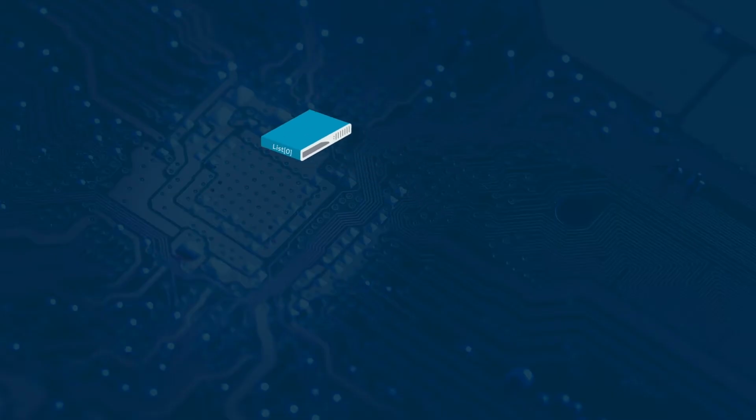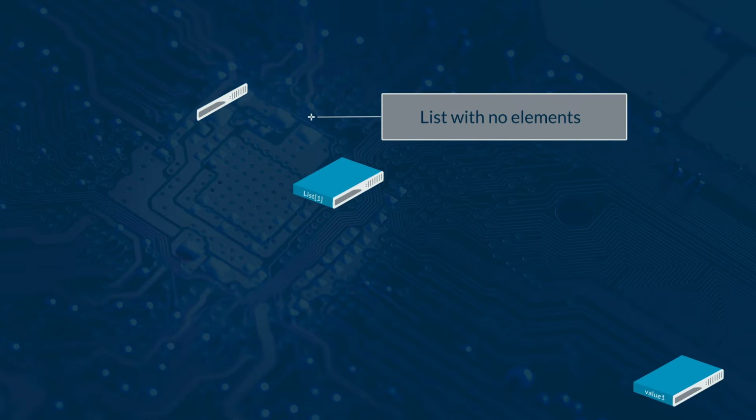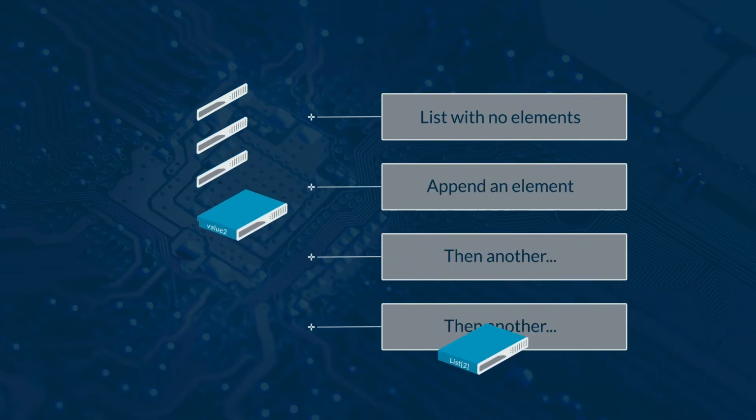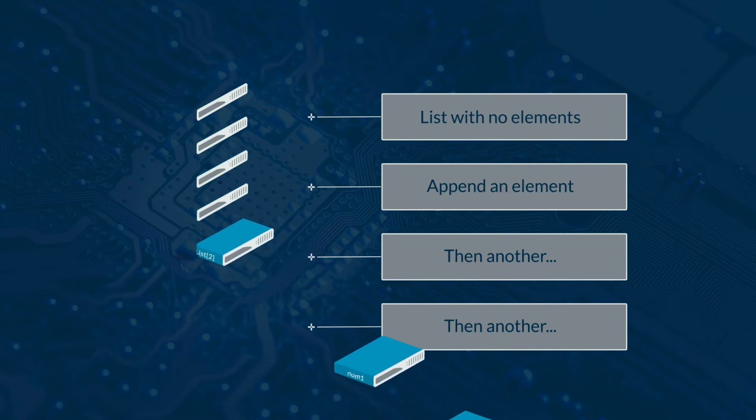For example, if you have a list with no elements, then you can append an element, then another, then another. The program will slow down because of garbage collection.